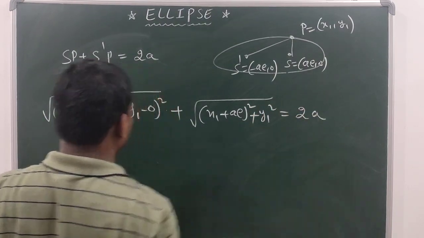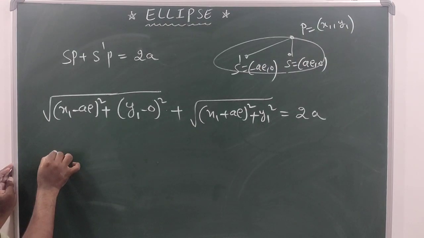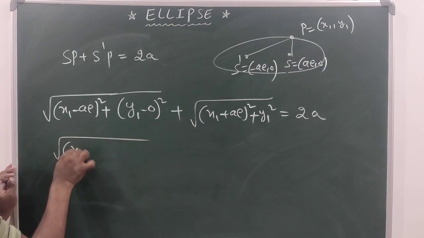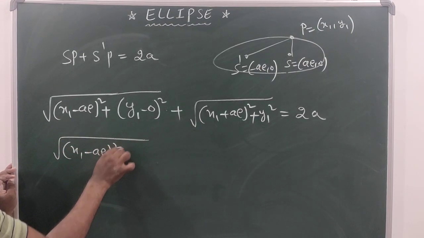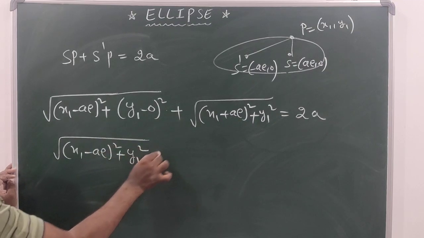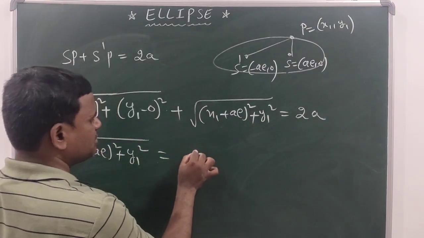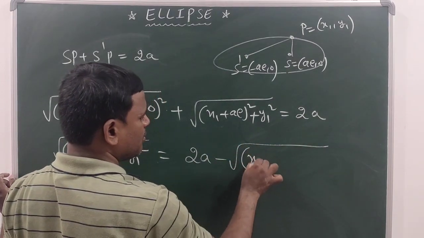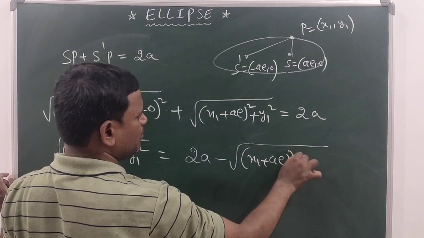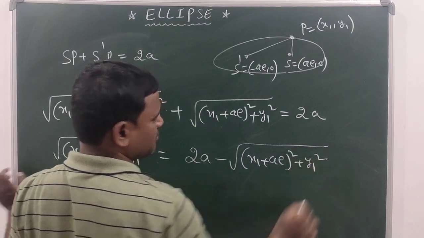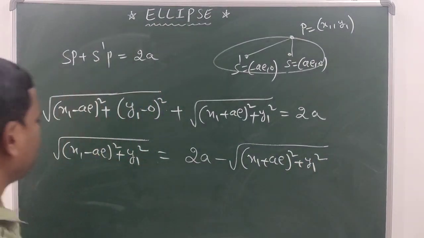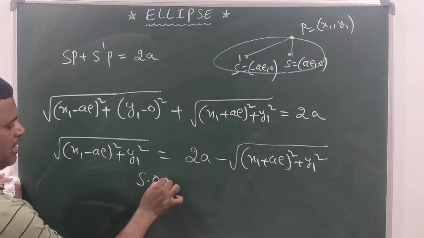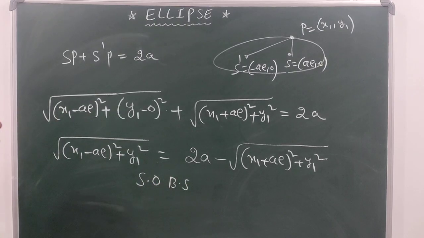Now transfer this one to the right side and go for squaring on both sides. x1 minus AE whole square plus y1 square. Shift this one to the right side: 2a minus the square root of x1 plus AE whole square plus y1 square. Now hereafter go for squaring on both sides.